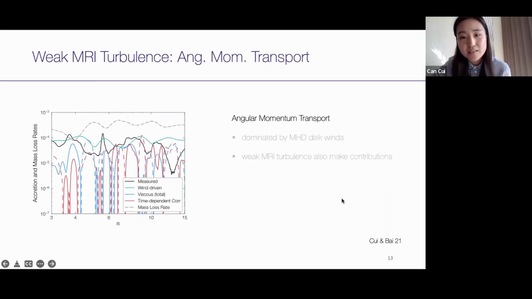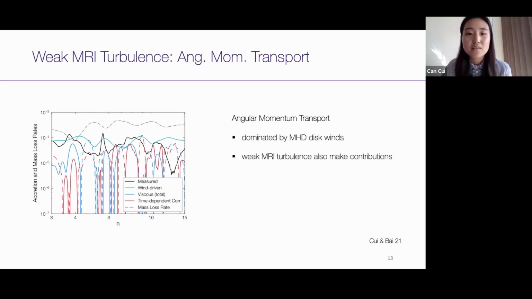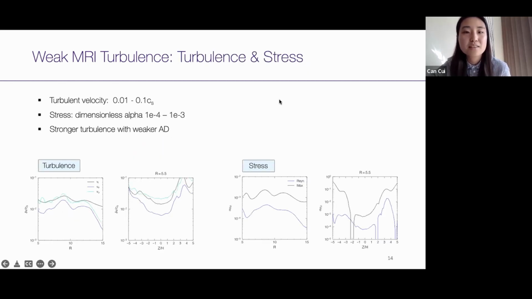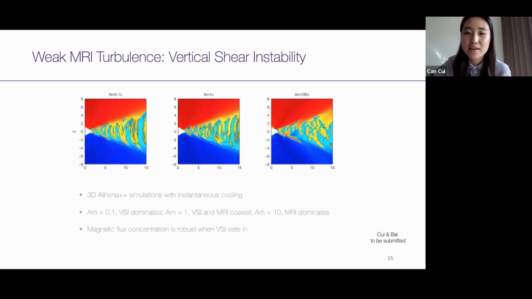The angular momentum transport in the disk is dominated by MHD disk winds, although the weak MRI turbulence can also make contributions. Some statistics about the turbulence levels and the stress levels in the disk: the turbulence velocity is about 0.01 to 0.1 of the local sound speed, and the stress, the dimensionless alpha parameter, is about 10^-4 to 10^-3. So that's the simulation for weak MRI turbulence.